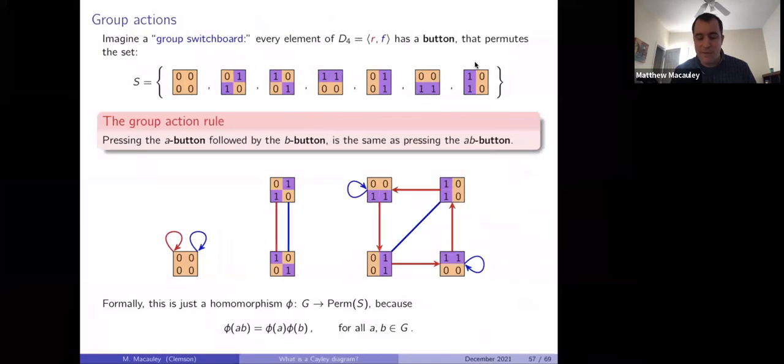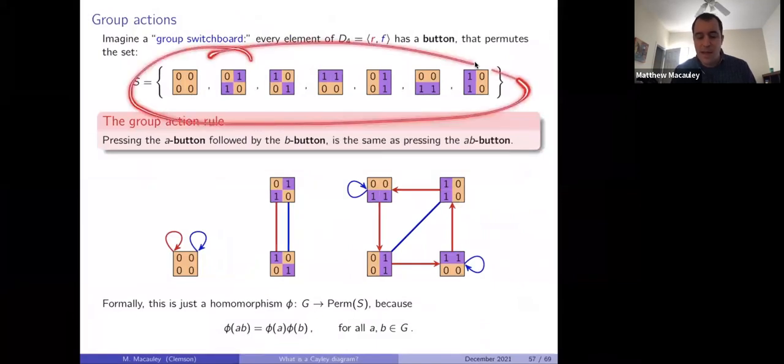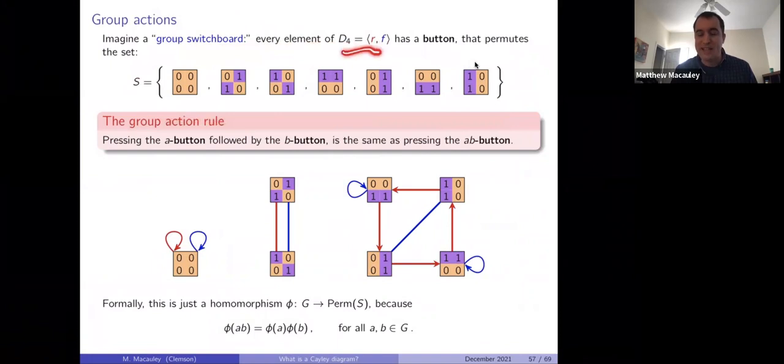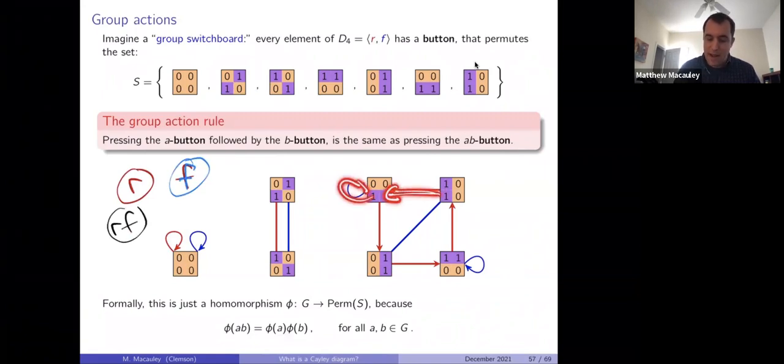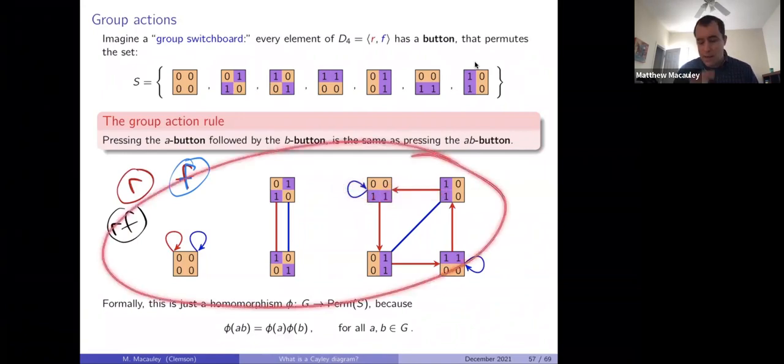So imagine, so here's my favorite example. You've got a set of elements, and every element of a group has a button. And here's the rules. When you press the A button and you then press the B button, that's the same thing as pressing the AB button. So here, the R button is what you get when you follow the red arrows. The F button is what you get by following, sorry, the blue arrows. And then the RF button is what you get by following the blue path and then the red path and the blue path. So this is like a generalization of the Cayley diagram.